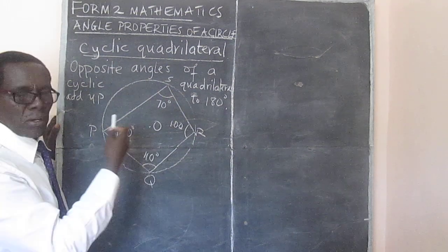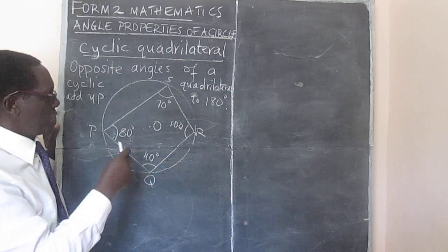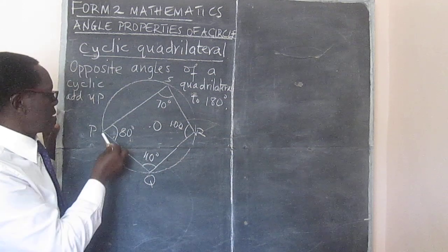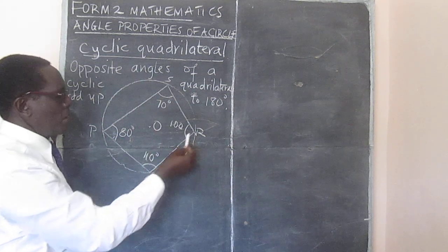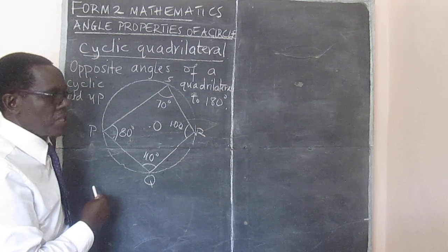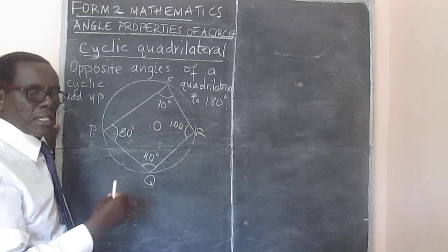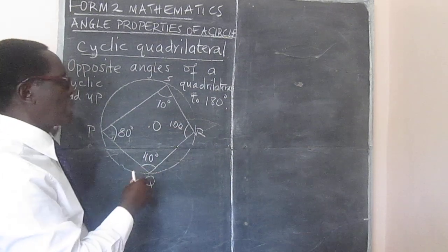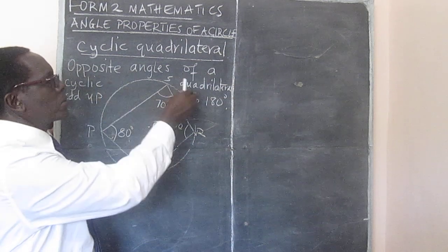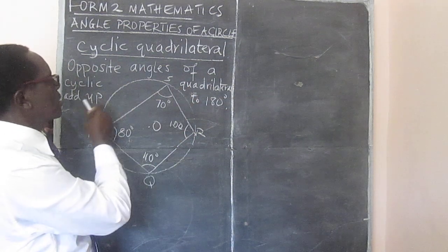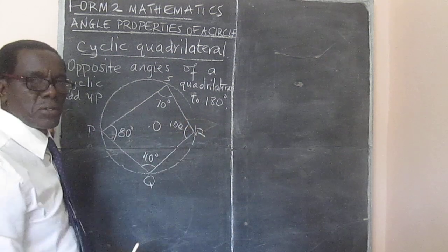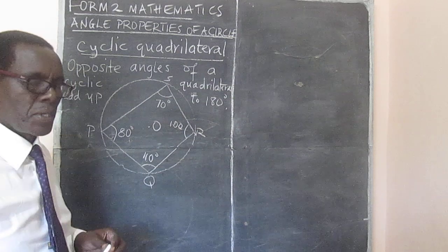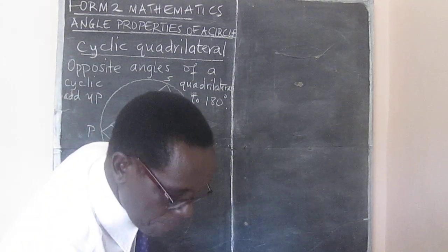You can also do this in your book. You can draw a circle, then make sure you draw a quadrilateral such that the vertices are on the circumference of the circle. That is the quadrilateral that we refer to as a cyclic quadrilateral. And therefore the theorem is that opposite angles of a cyclic quadrilateral add up to 180. And now we would like to look at an example on the application of that theorem.